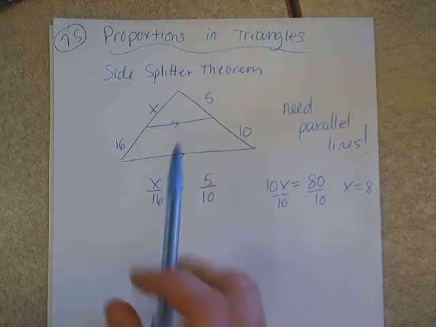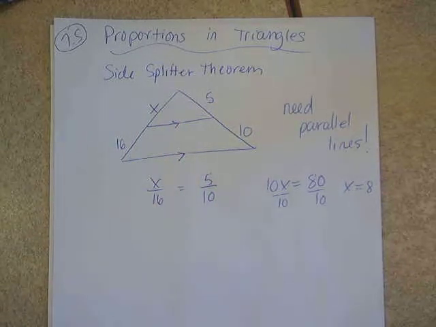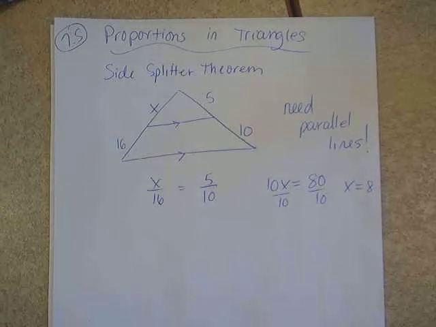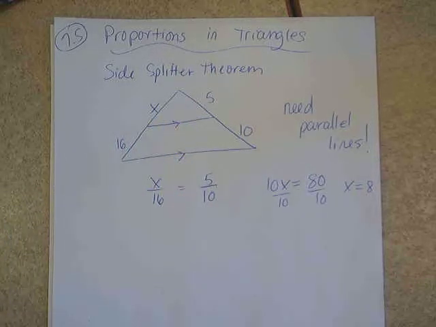Now, just to have you double check, would it work if I said x over 5 equals 16 over 10? Would I still get the correct cross product? I would. What you can't do is x over 10 and 5 over 16. Then the cross products don't work.